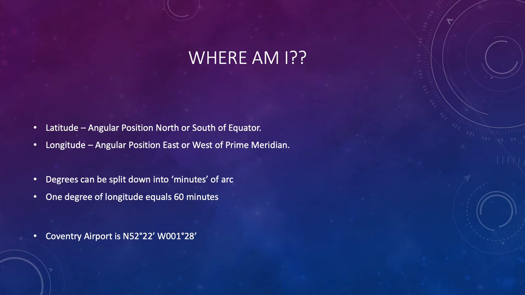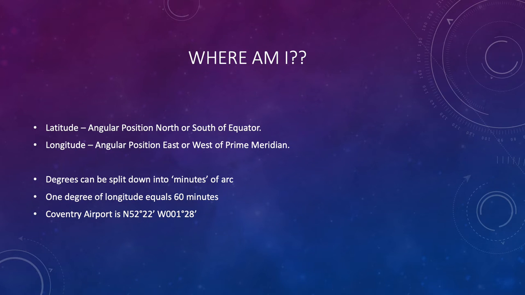So if we know what longitude and latitude are now: latitude is the angular position north or south of the equator, those horizontal lines, and longitude is the angular position east or west of the prime meridian. And if we know what each of these values mean, we can determine our position. What we can do is split it down into degrees, either degrees north or south, or degrees east or west, depending on whether we're working in latitude or longitude. As I said, we split each degree down into minutes.